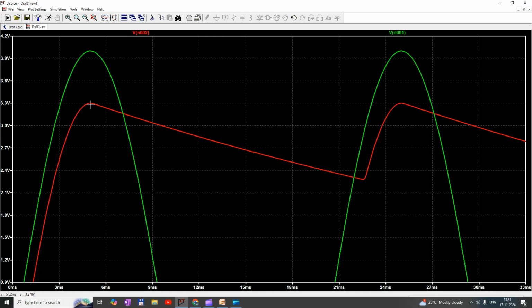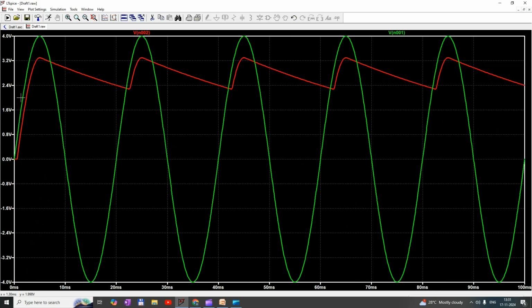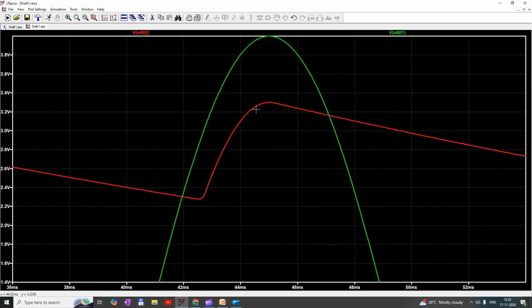That means the input voltage is less compared to the output voltage. When the Vin exceeds the Vc, the capacitor starts charging again up to the peak value, and this process will continue for the rest of the time period. And this voltage we can call the ripple voltage, which we will discuss in the next video.